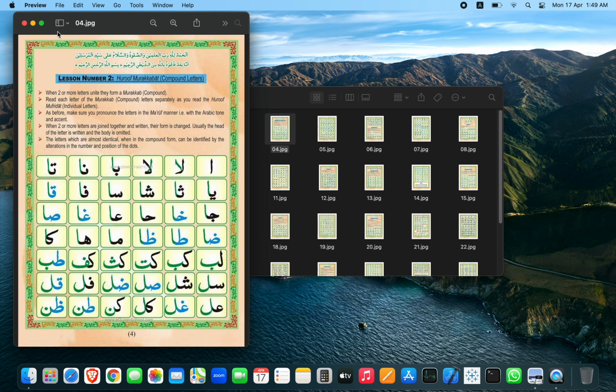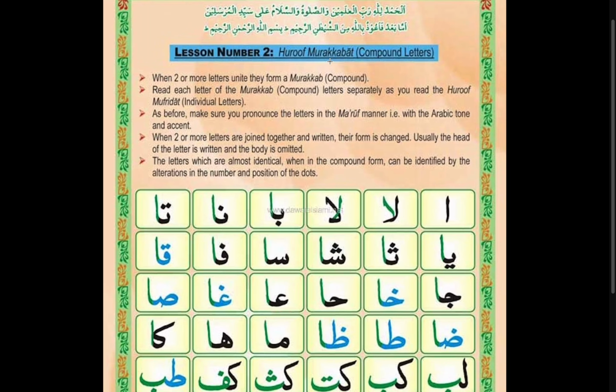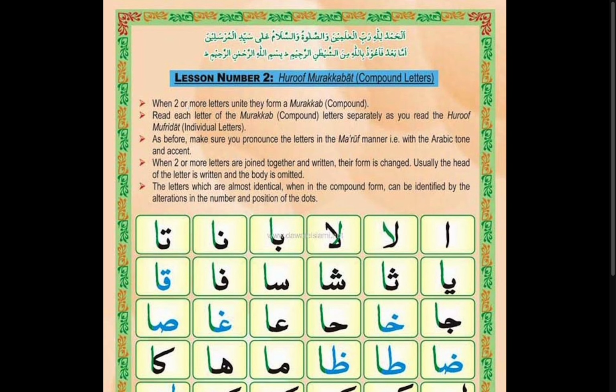And today we are going to study lesson number 2 of the English Qaida. So, lesson number 2 is in front of you. It's called Haruf Murakkabat, compound letters in English. When two or more letters unite, they form a murakkab, a compound.